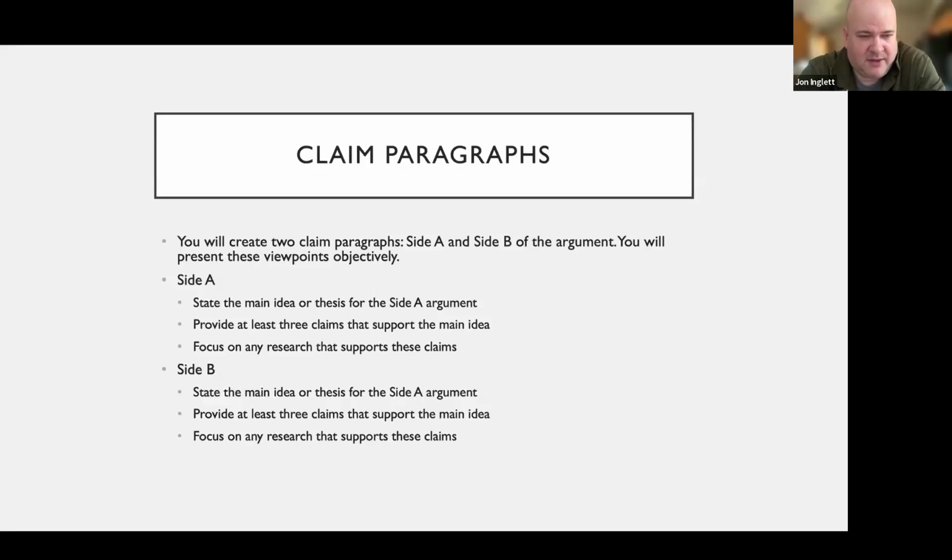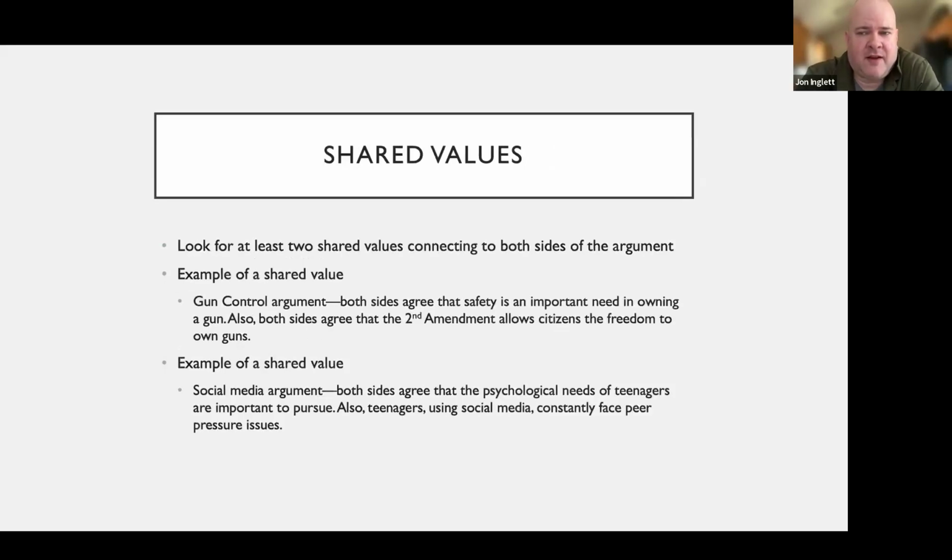Next, you would go into side B in a separate paragraph, state the main idea or thesis for the side B argument, provide at least three claims that support the main idea, and focus on any research that supports these claims. Within side B, I actually say state the main idea or thesis for the side A argument. That should read state the main idea or thesis for the side B argument. Sorry for that.